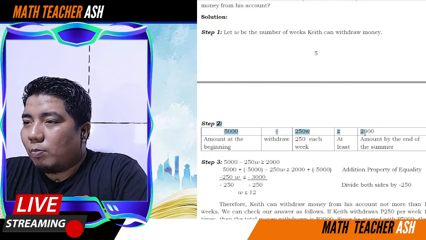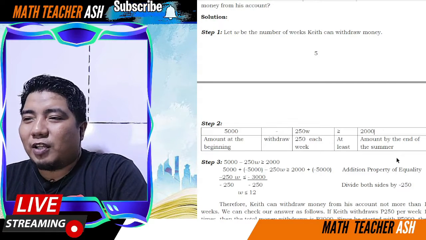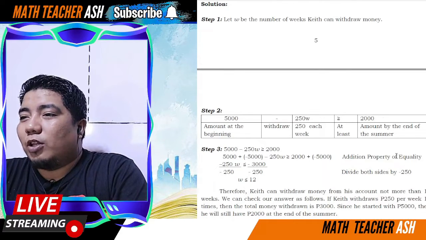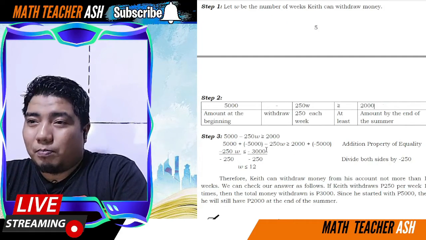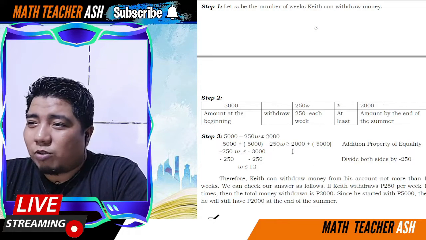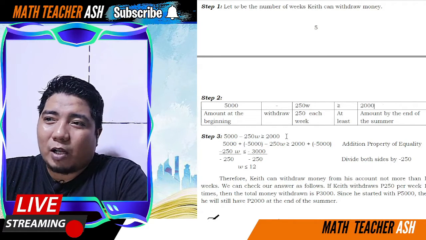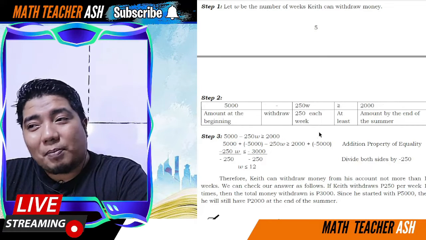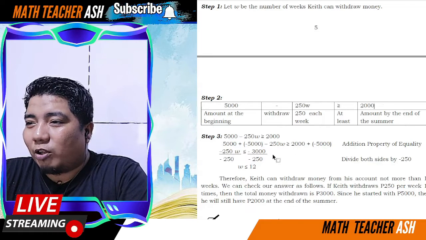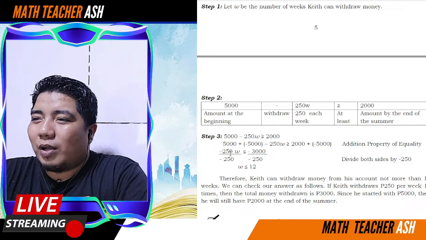So of course, if this will be your representation, 5,000 minus 250W is greater than or equal to 2,000. What you can do is solve it by the transposition method or by the addition property method, depende kung saan mas sa'yo. Lipat mo si 5,000 sa kabila, so that will become 2,000 minus 5,000, that is negative 3,000. Ito yon. Alright, negative. Of course, ibababa mo lang si minus 250W.